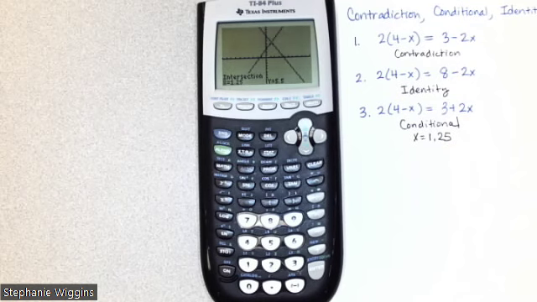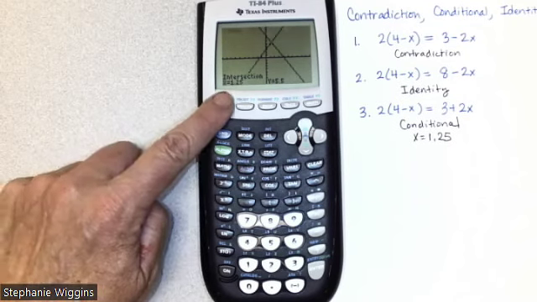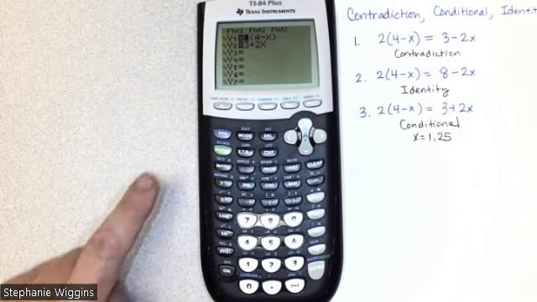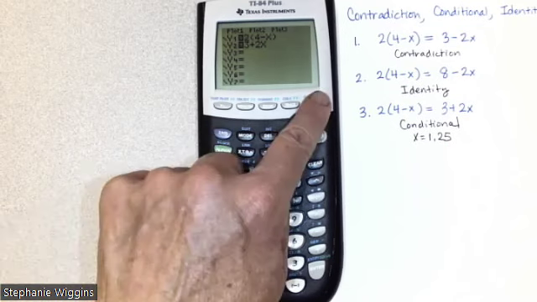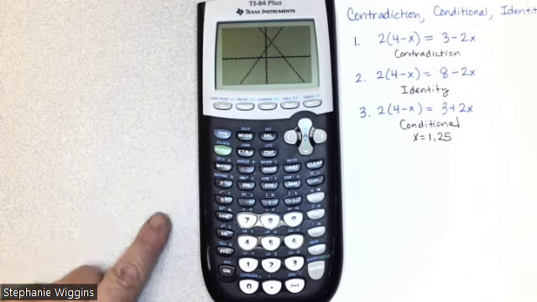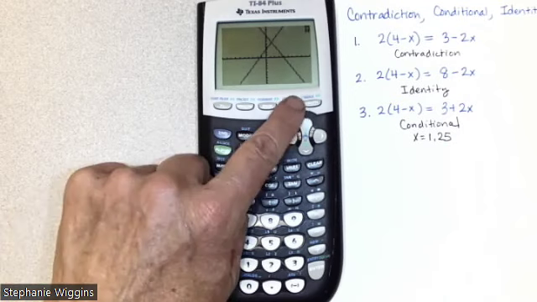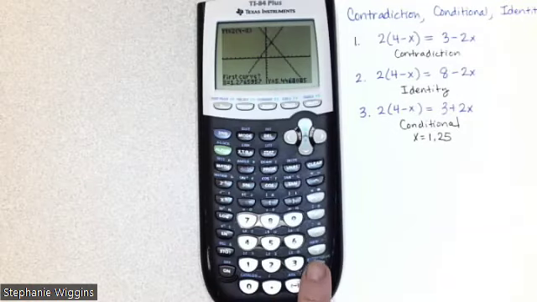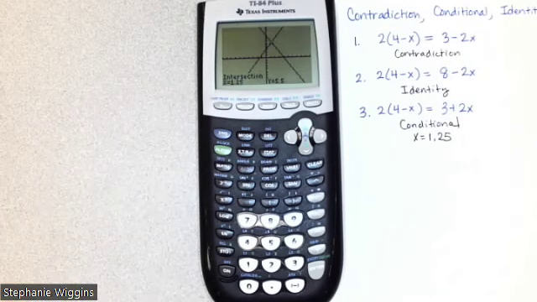Just enter in the left side for y1, enter in the right side for y2, and then once you graph it, if they intersect, you know there's a solution, and you hit second trace, and then intersect, enter, enter, enter, and you'll get 1.25.